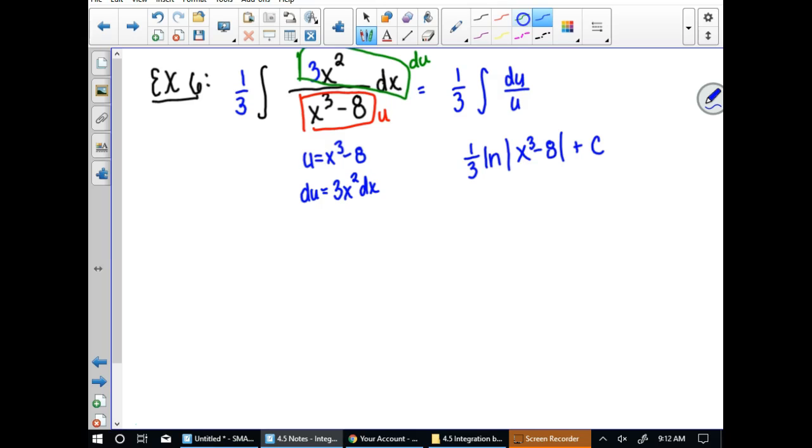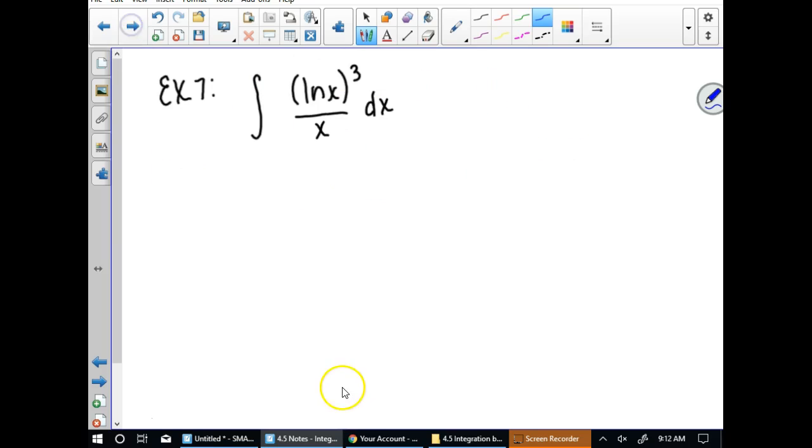Okay. In my opinion, these are almost easier than the ones where you got to do the power rule. But be careful, because not everything with something in the denominator is a natural log. Okay, questions? All right, here's our next one.